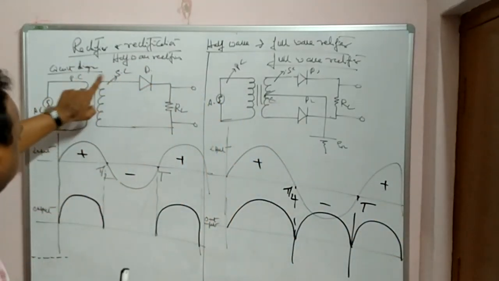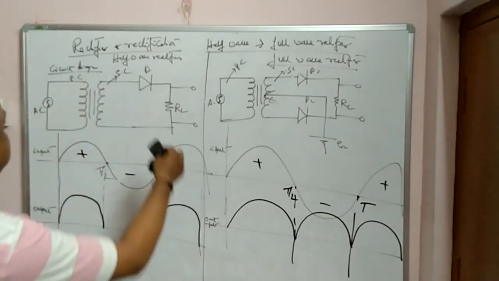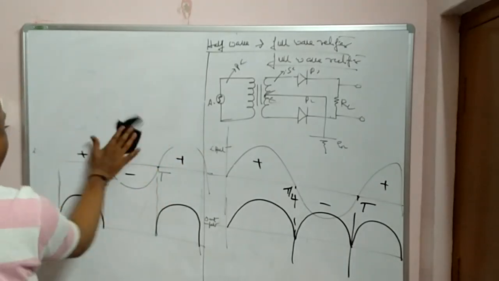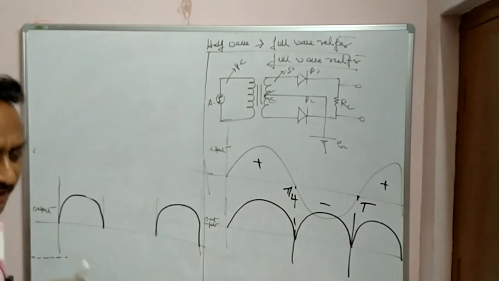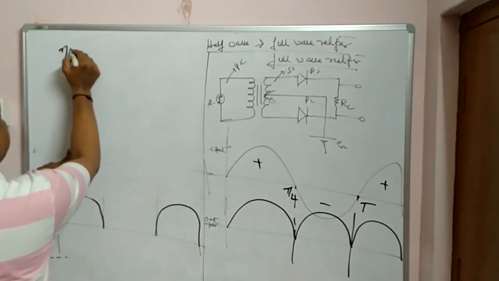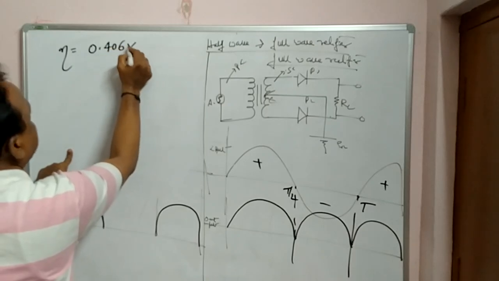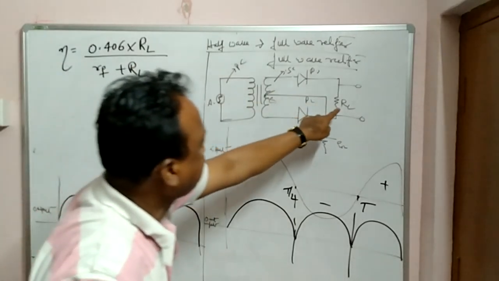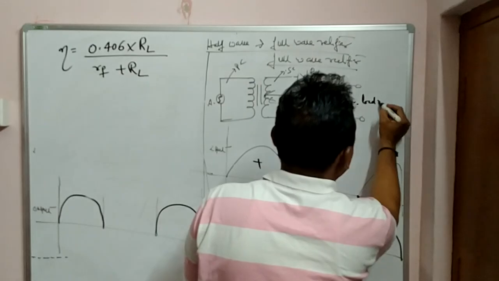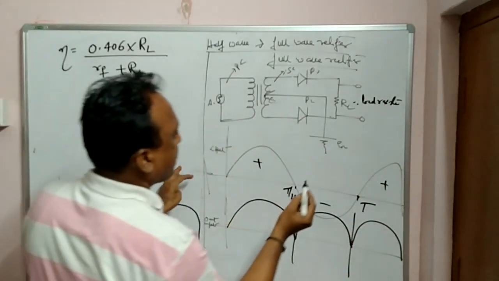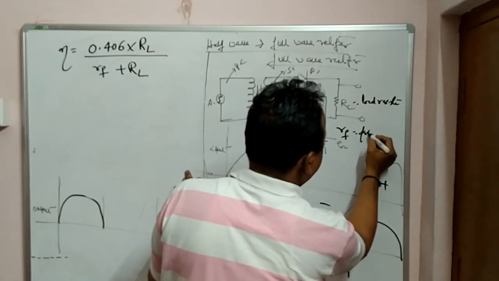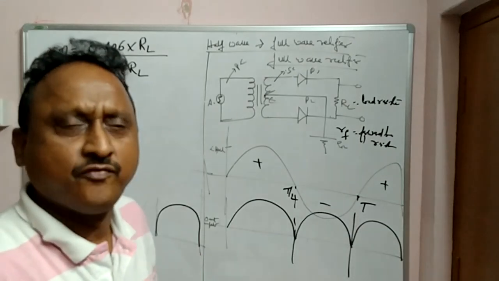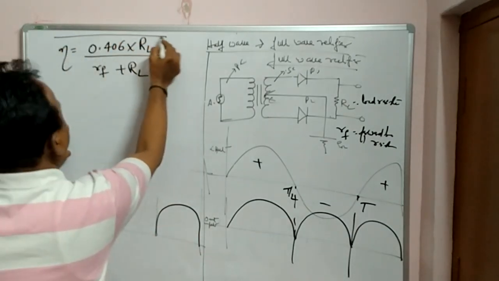Clear? So that is why in this case I will give an equation. I will write this one because I have to give one formula for you. Efficiency. In the case of half wave, efficiency is generally given as 0.406 into RL by RF plus RL. This RL is called external load resistance. RF is the forward bias resistance. 0.406, or 40.6%, is the efficiency in this case.